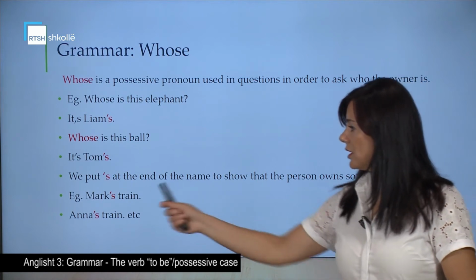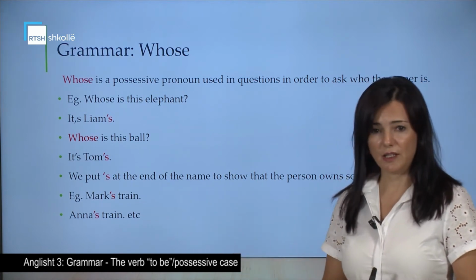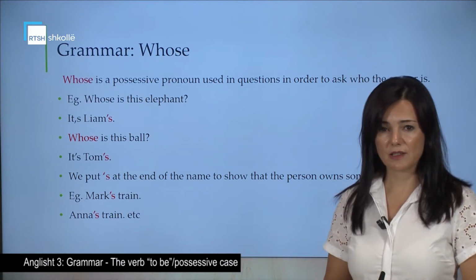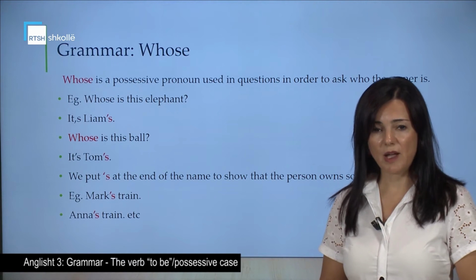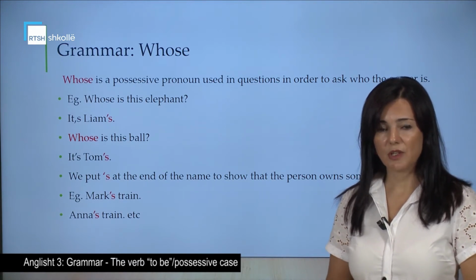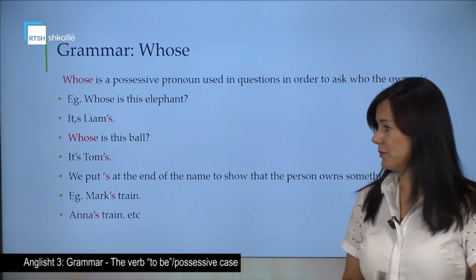For example, Mark's train, treni i Markut. Anne's train, treni i Anës. For example, Liam's bike. Mund të themi ndryshe dhe bicikleta e Liamit. Në këtë rast tregojmë pronësi.